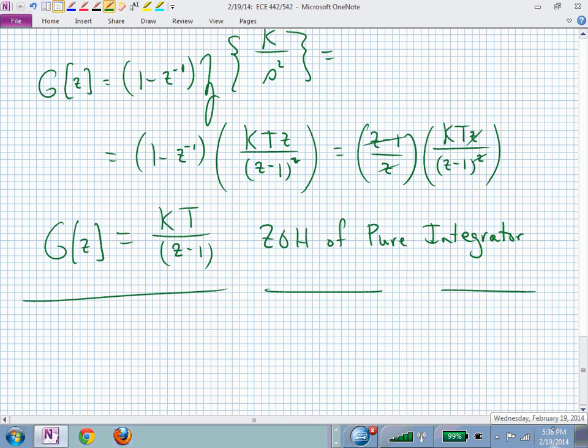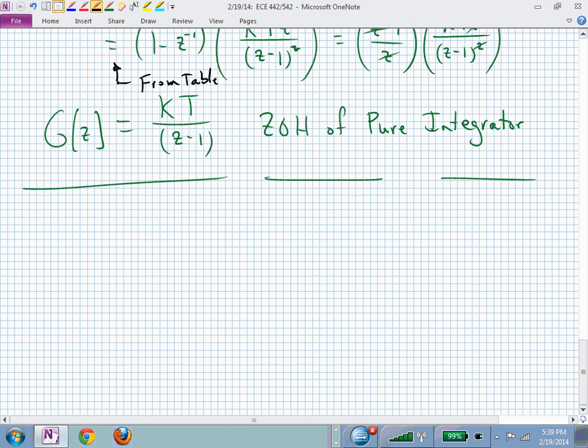If we did that by hand, meaning instead of just doing that step, you could say from the table, we simply find in the table this k over s squared, and that gives us this kTz over z minus 1 squared. If we didn't have that, or if we wanted to convince ourselves of that entry in the table, let's look at performing this z transform operation by hand.